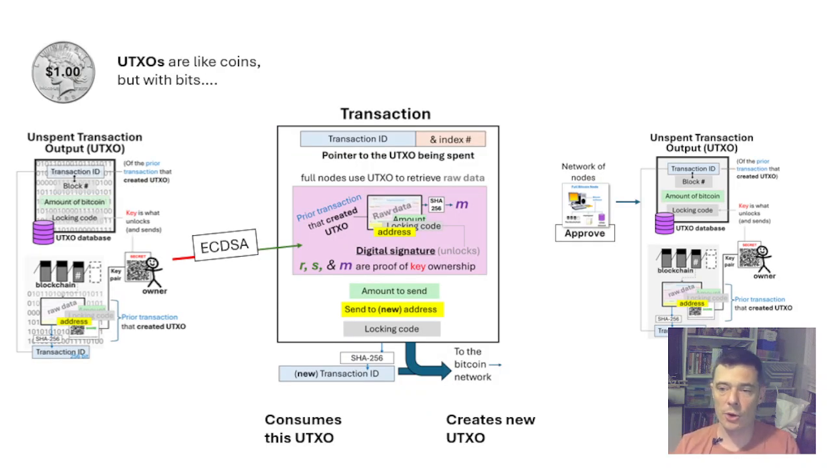So UTXOs are the cash that is used in Bitcoin. They are the Bitcoins. And transactions will consume UTXOs and also make new ones. And the raw data in a transaction will be permanently stored on the blockchain after a full node validates it and a miner gets it in a block. And then the UTXOs are stored just in a regular database at each full node. So the blockchain actually has two pieces to it. There's the data integrity blockchain, and then there's the UTXO database.